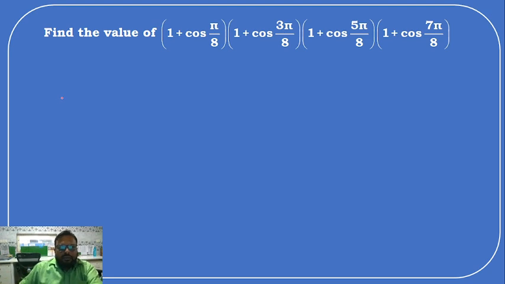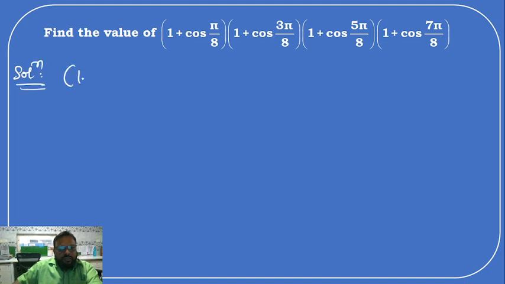Hello everyone. This is a question on trigonometric functions, an exemplar question. Let us solve this. Find the value of (1 + cos π/8)(1 + cos 3π/8)(1 + cos 5π/8)(1 + cos 7π/8). So this is the question we have. Let us see the solution for this.